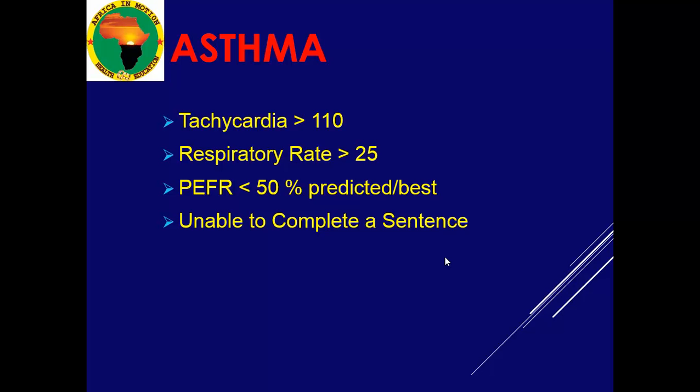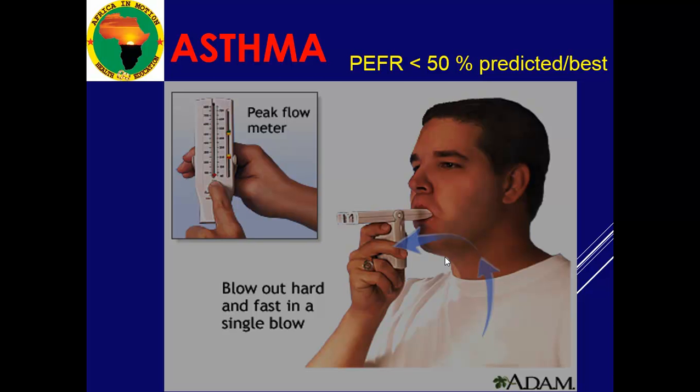Then the patient might not be able to complete a sentence, depending on the severity of asthma. You see, when you check the peak expiratory flow rate with a peak flow meter, you can see that the patient is not able to exhale out enough air like a normal person. So it will be less than 50%. The patient blows out hard and fast, but will not be able to reach 50% like a normal person.